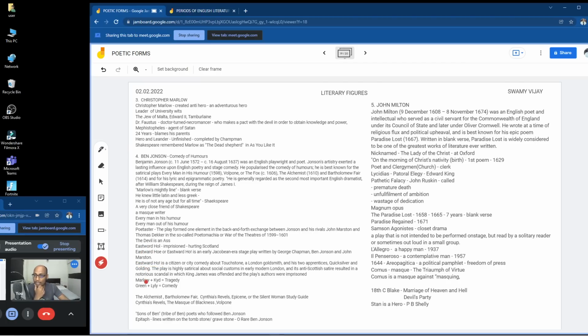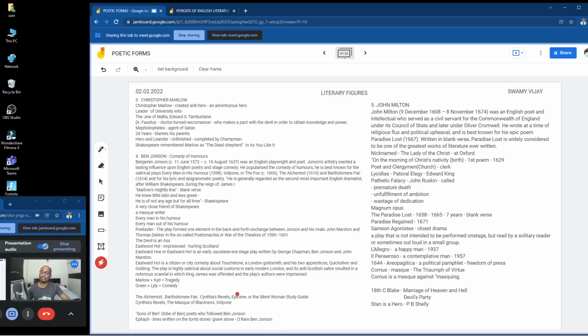Okay, remember these facts. Then if we combine Marlowe and Kyd, it is tragedy. Marlowe has written only tragedy, and Kyd has also written one very famous tragedy, which is also a source of inspiration for Shakespeare's Hamlet. So which is that? The Spanish Tragedy. What is another name for The Spanish Tragedy? Hieronimo is Mad Again. And then if we take Greene and Lyly, they are famous for comedy.